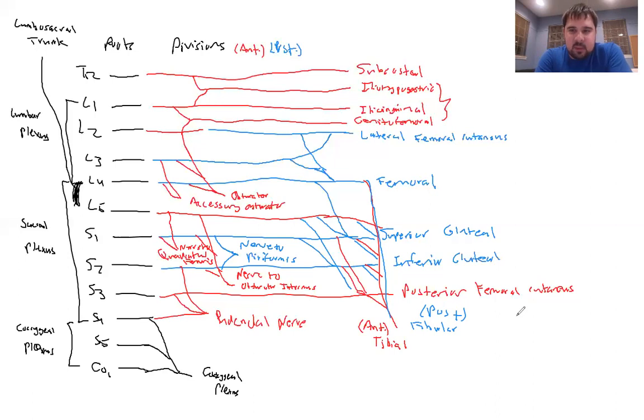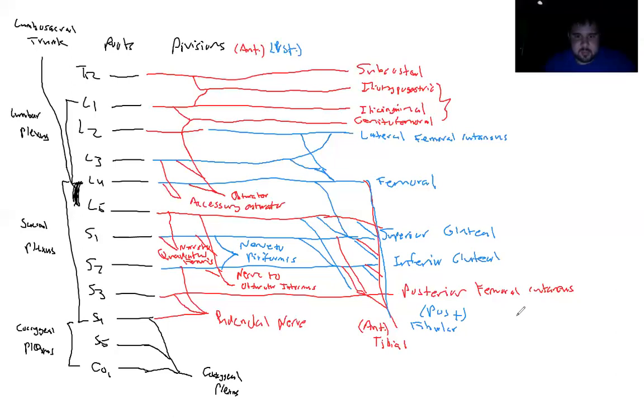So even though the tibial nerve starts off on the anterior side of the sciatic nerve, the tibial nerve is actually going to innervate muscles that are found on the posterior side of the body. So the muscles that the tibial nerve innervates include your triceps surae muscles, so your gastrocnemius and your soleus. It's also going to innervate your semitendinosus, your semimembranosus, your plantaris, and your popliteus.